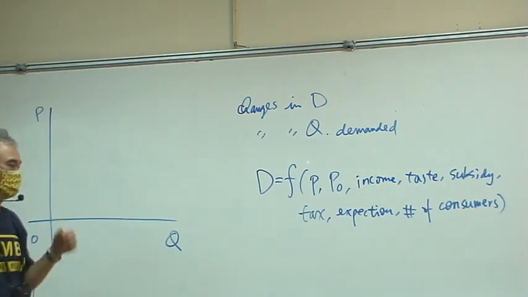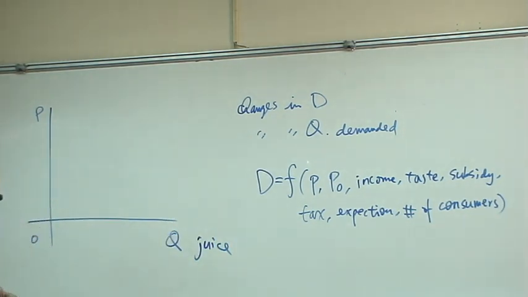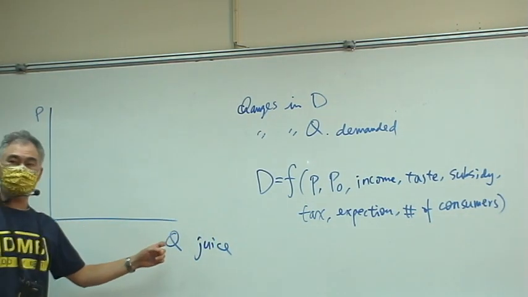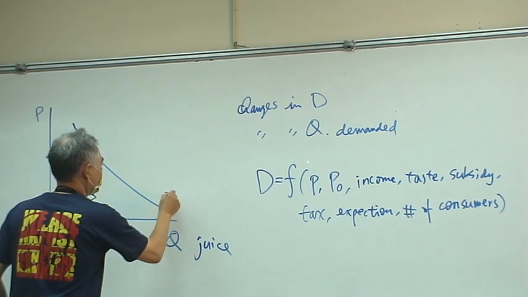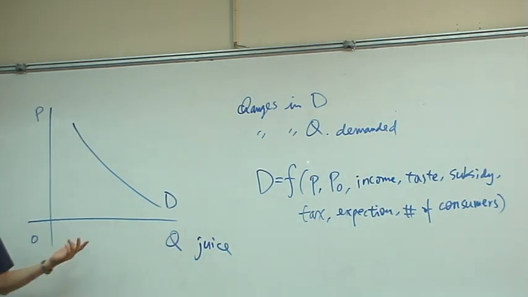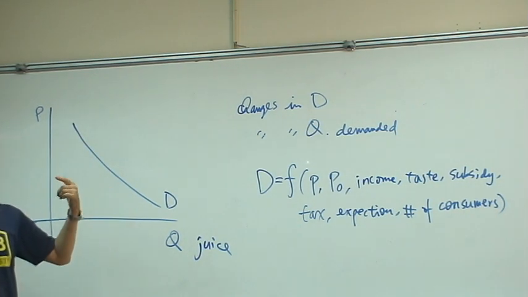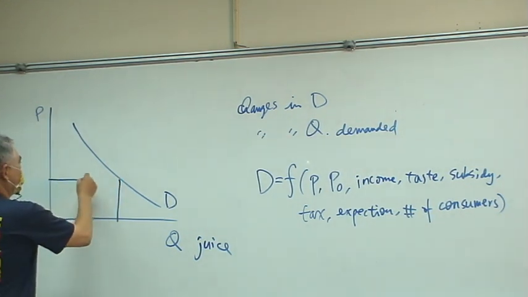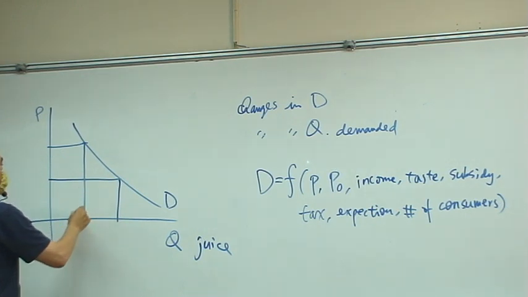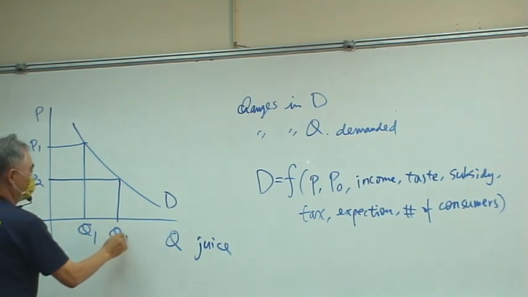Let us try the market of, say, juice. Okay, so it is the market of juice, and we have price of juice and quantity of juice. So here is the demand curve. And as we discussed last time, why was the demand curve sloped downward? Because of the law of demand. The law of demand tells us that when price increases, quantity demanded goes down. Okay, and when price goes down, quantity demanded goes up. Okay, so you have P1, P2, and here Q1, Q2, right?